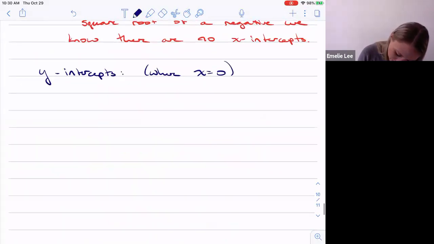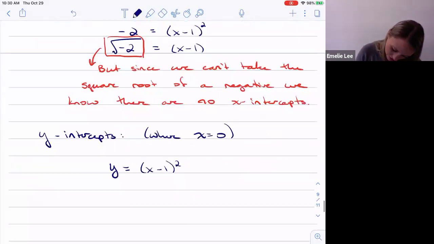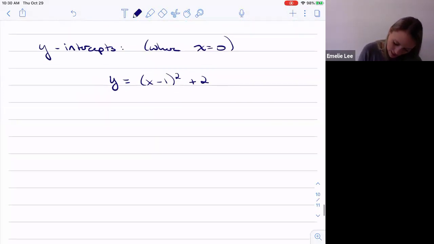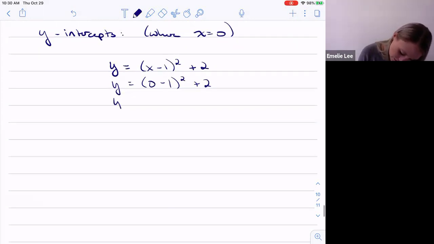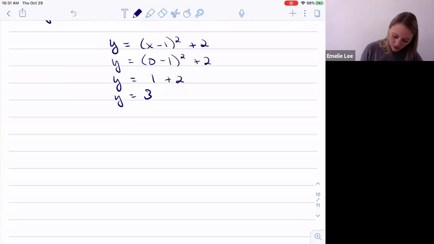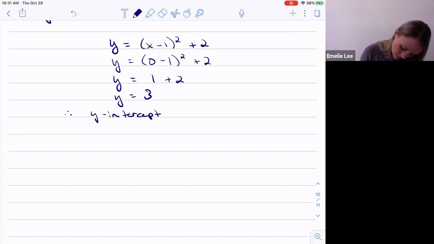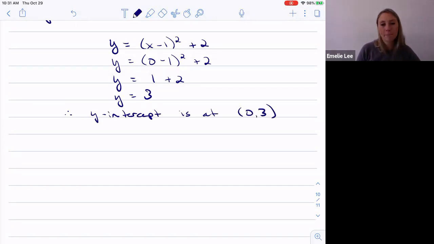So we have y equals x minus 1 squared plus 2 at x equals 0. So now I'm going to have y equals 0 minus 1 squared plus 2. So y is negative 1 squared is 1, plus 2. So y is 3. So the y-intercept is at 0, 3. Okay.